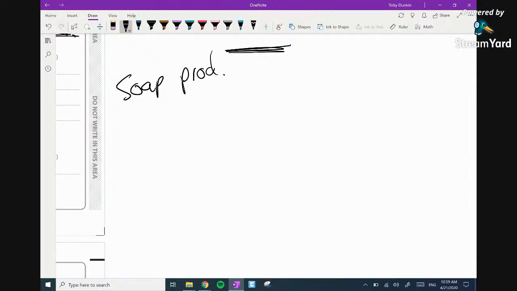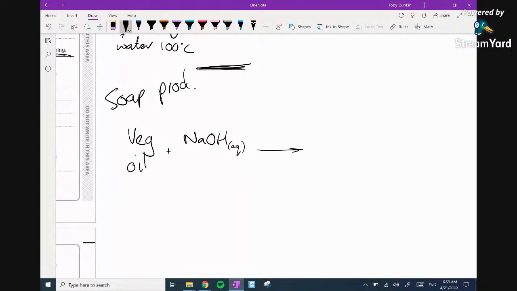Let's say we're going to do soap production. We're going to take vegetable oil, which is an organic liquid, and we're going to add it to sodium hydroxide. Now, we're probably not going to add the sodium hydroxide as a solid. That's going to cause horrible lumpy messes. We're going to add it to a sodium hydroxide solution. And what I'm going to get out at the end is going to be soap, and it's going to be a solid. Would everyone agree with this statement?